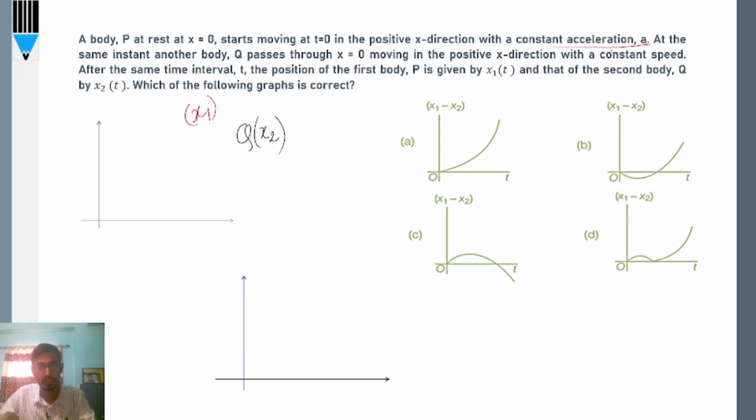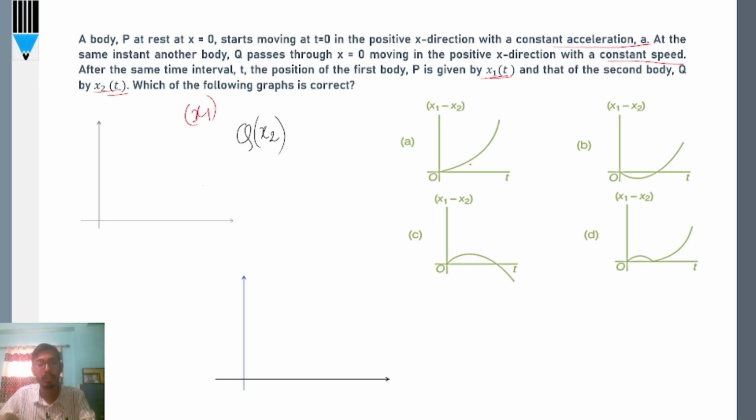So our body P at time t is equal to 0, x equal to 0, was the origin and it starts accelerating, but it does not have the initial velocity. At the same instant another body Q passes through x equal to 0 moving in the positive x direction with a constant speed. Now with Q, its acceleration is zero, it is moving with a constant speed. After some interval t the position of the first body P is given by x1(t) and the second body Q is given by x2(t). We need to find x1 minus x2 with respect to t.